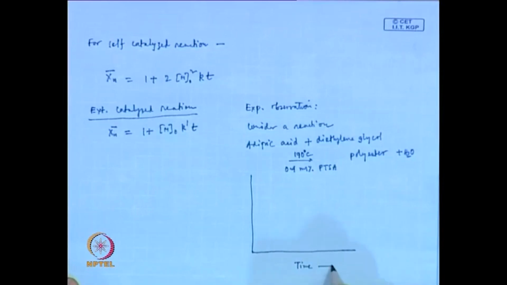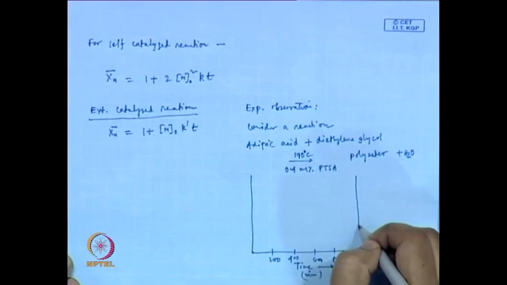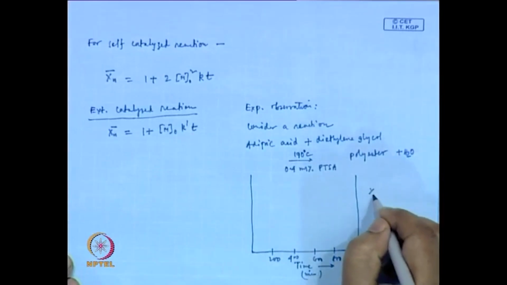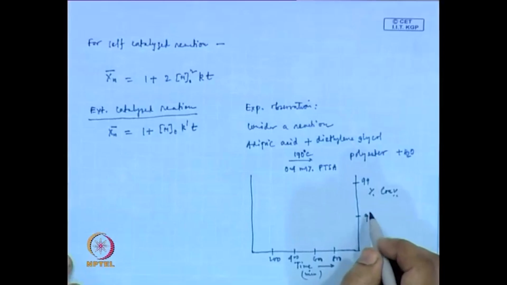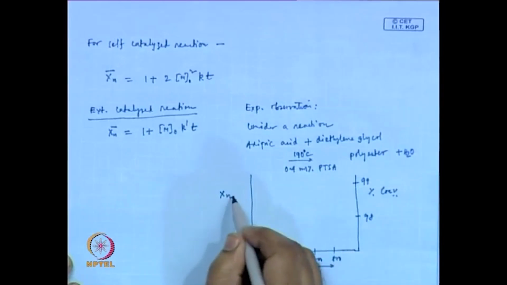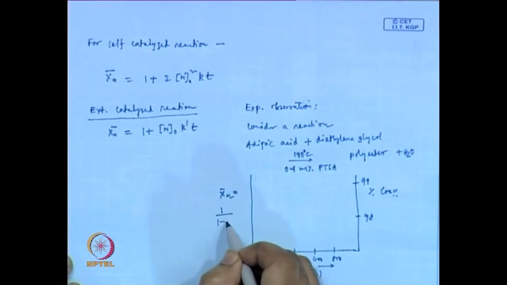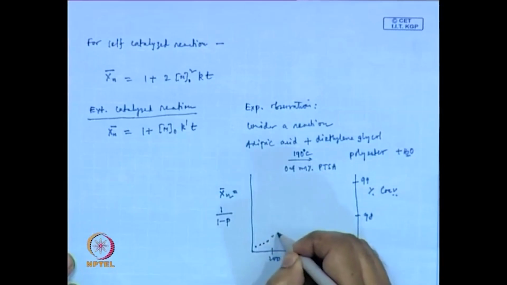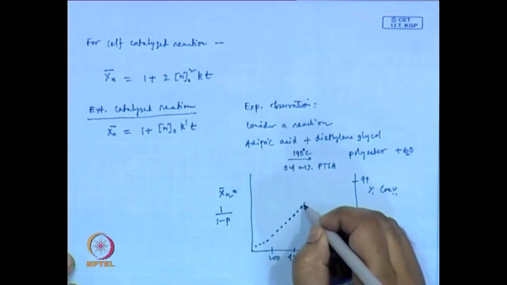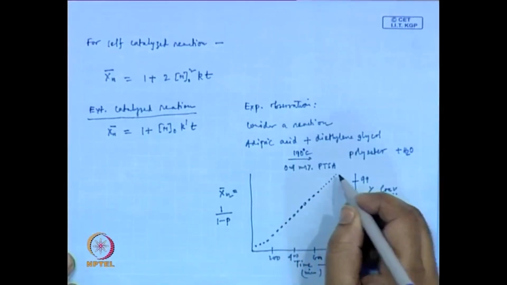On this axis we have time, say in minutes: 200, 400, 600, 800 and so on, and on this axis we have percentage conversion, this is 99, this is somewhere 98, and on this side we have Xn bar, which is equal to 1 by T. Now, experimentally it has been found to follow something like this.